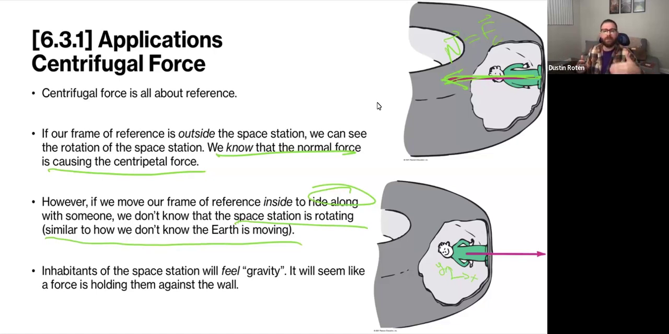So the whole idea here is that because this reference frame is suddenly riding along, what happens is everyone inside suddenly feels gravity, and there seems to be some sort of force pushing them down against the wall, but really that's just this fictitious centrifugal force. If we step back outside when our reference frame is not moving anymore, then we know it's actually just the normal force holding them.